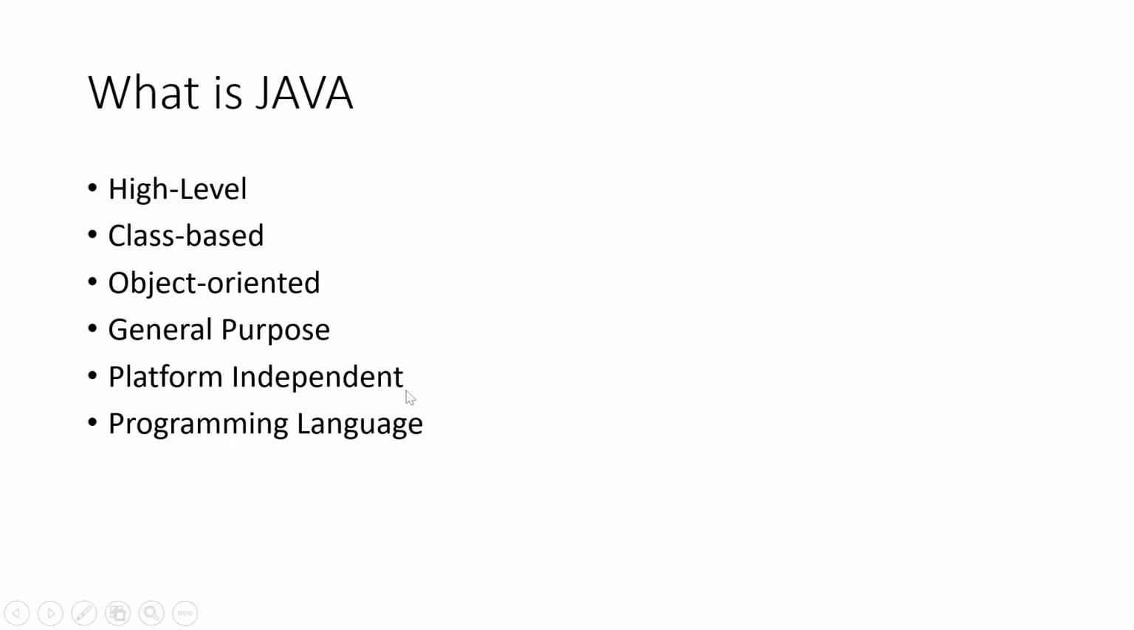Now platform independent. Like I mentioned, Java can be written once, compiled once, and run on any platform. If you know the concept of bytecode and machine code, Java creates the code and converts it to bytecode, which is the compiled code, and that can run on any machine, any operating system, or any VM. So basically, it is machine independent, or platform independent.